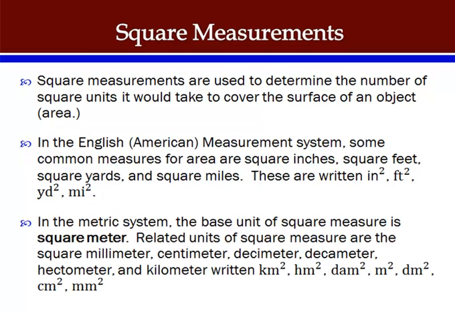In the metric system, the base unit of square measure is the square meter. And related units of square measure are the square millimeter, the square centimeter, the square decimeter, the square decameter, square hectometer, and square kilometer, written very similarly with an exponent of 2.